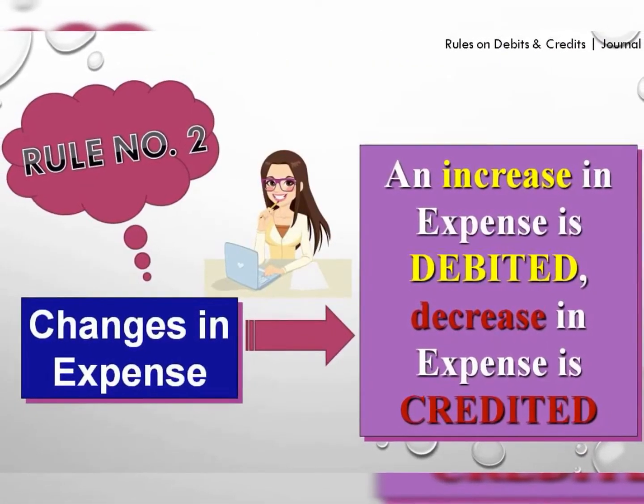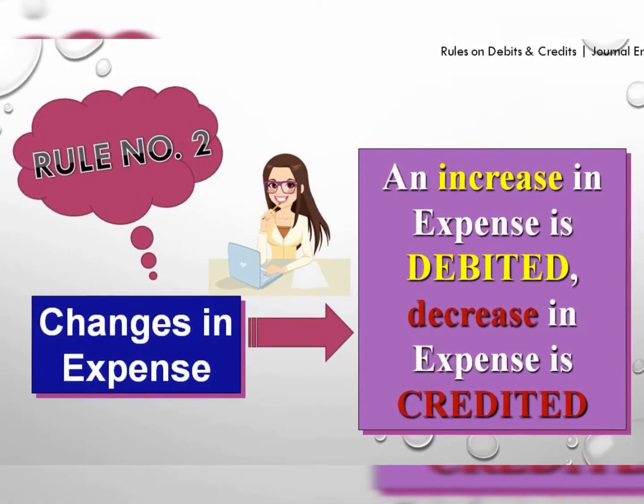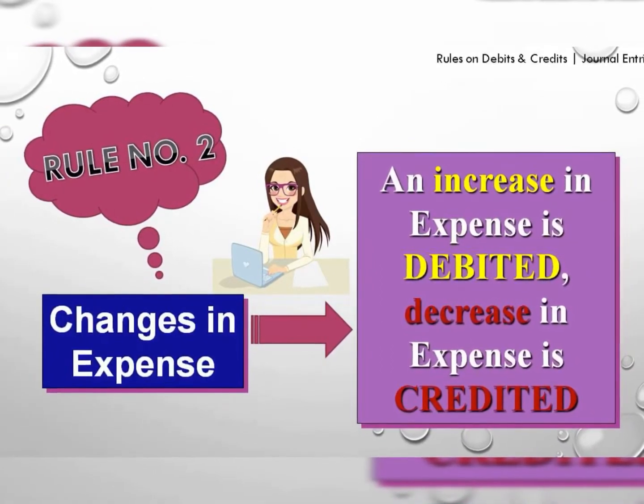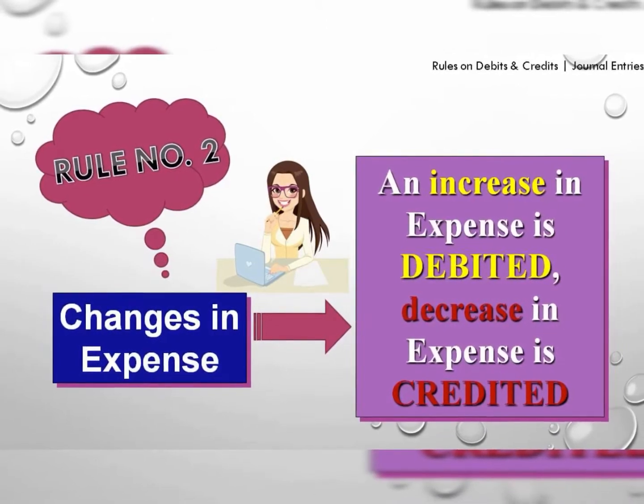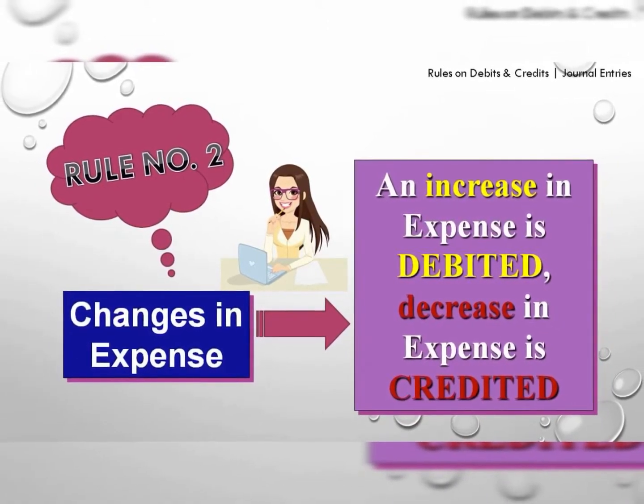Rule number 2: Changes in expense. An increase in expense is debited. Decrease in expense is credited.